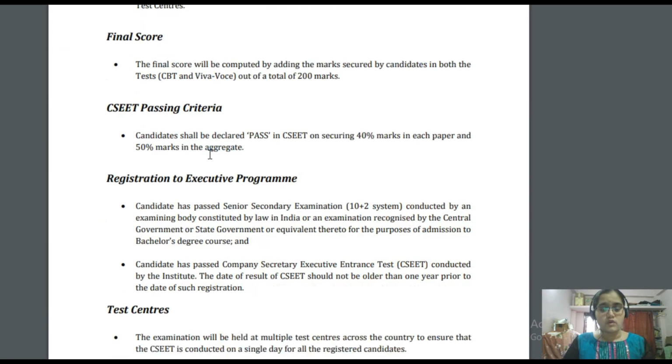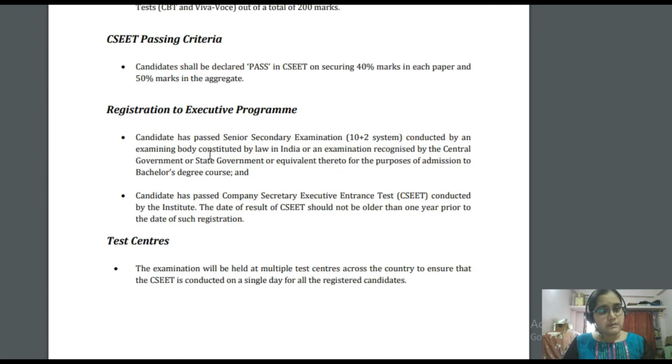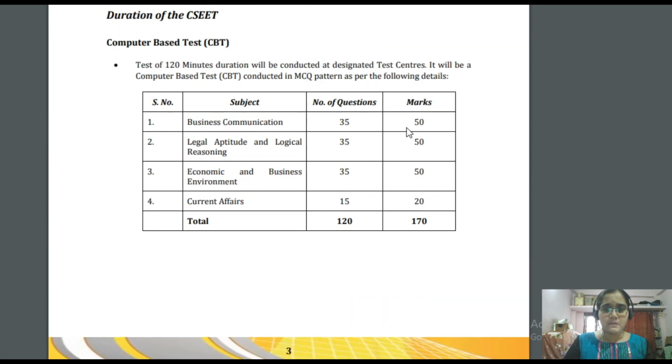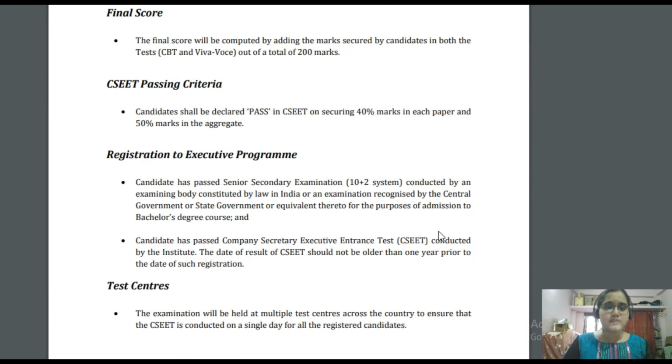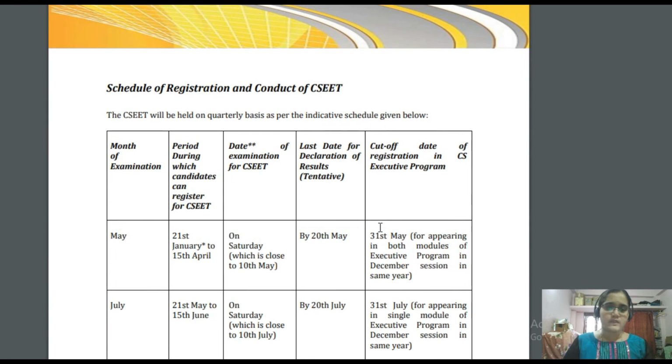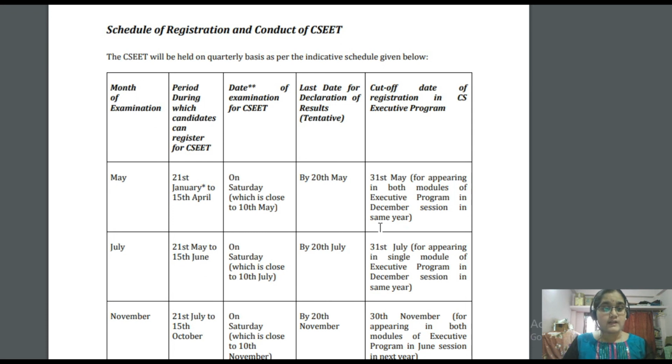And how much do you need to score? You must get 40% of marks in each paper and 50% marks in aggregate. Means if you see here, this is 50 marks per paper, so 40% is 20 marks in each paper, and 200 into 50%, 100 in aggregate, to qualify for the CSEET examination, right? That's fine.